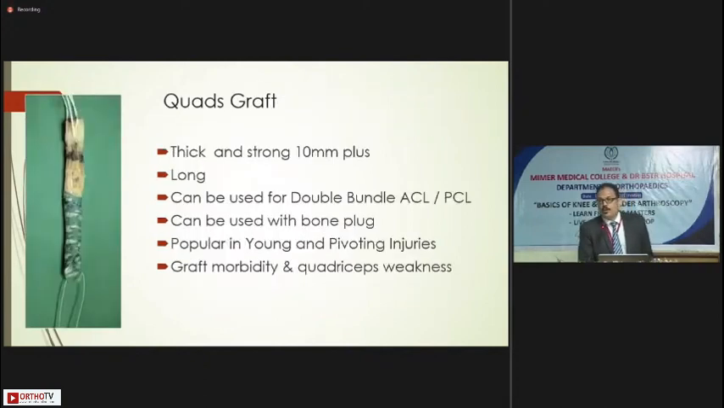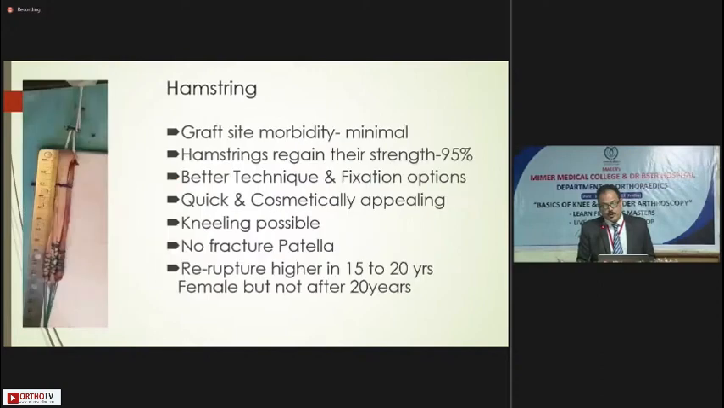Quadriceps graft is also now getting very, very popular. It's a nice, thick, strong graft. You can have it as long as 80 mm or even 90 for a PCL. It can be used for single bundle and double bundle ACLs and PCLs. It's wonderful for double bundle PCL. It can be harvested with a bone plug. It's very popular in young and pivoting injuries. That is shown in a comparative study with other grafts, that it is excellent in young and pivoting injuries. The graft site morbidity and quadriceps weakness is a disadvantage.